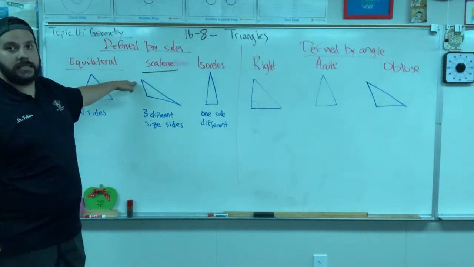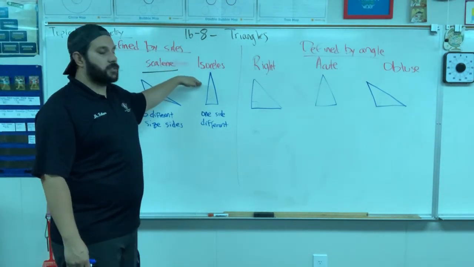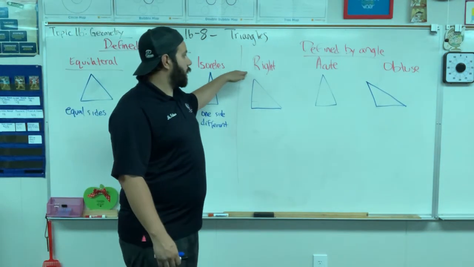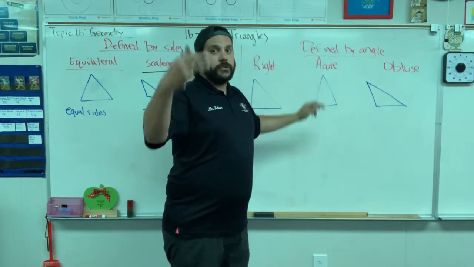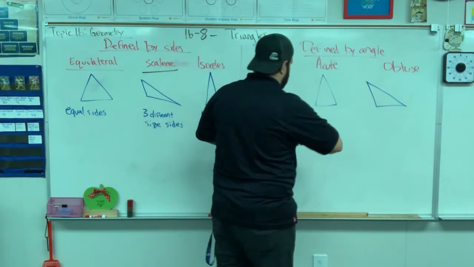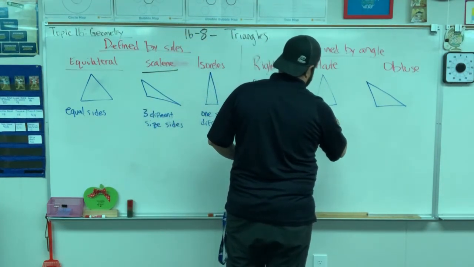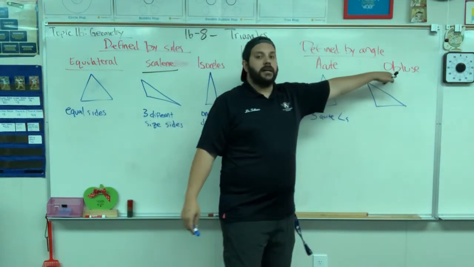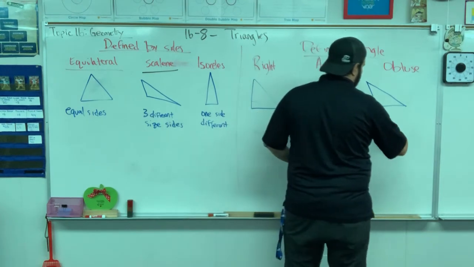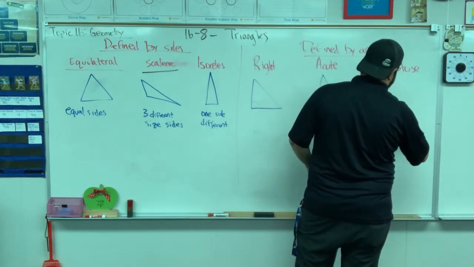Equilateral, equal sides. Scalene, three different sides. Isosceles, one side is different. Right triangle has a right angle, but you can only have one. Acute triangle, three acute angles. And lastly, obtuse, one obtuse angle.